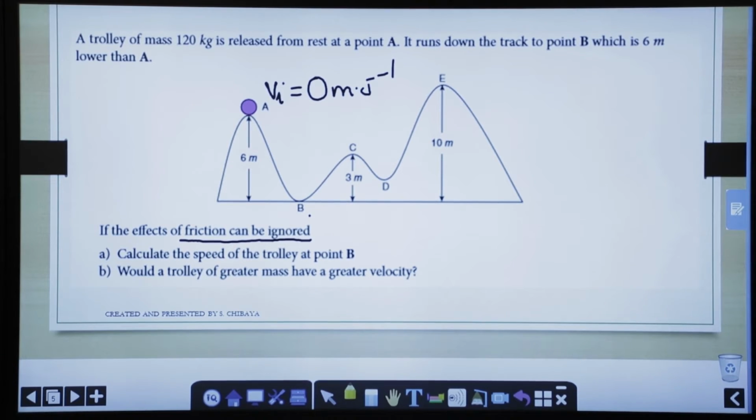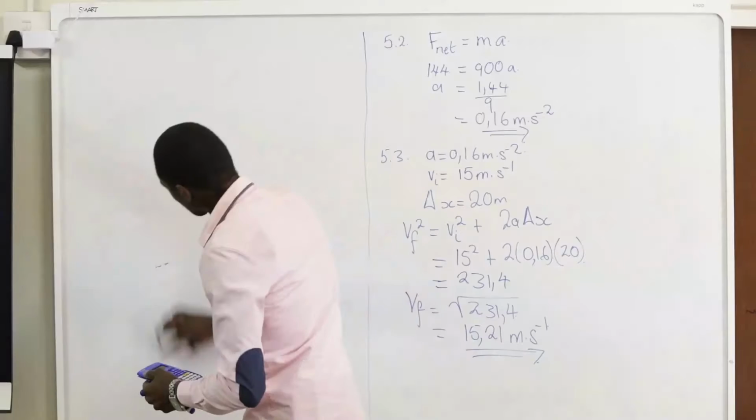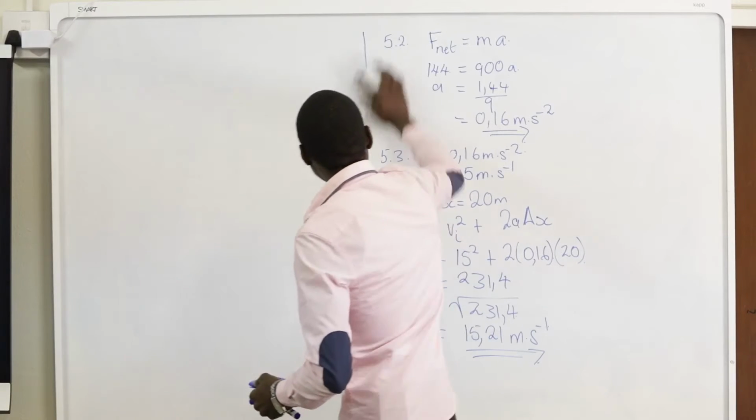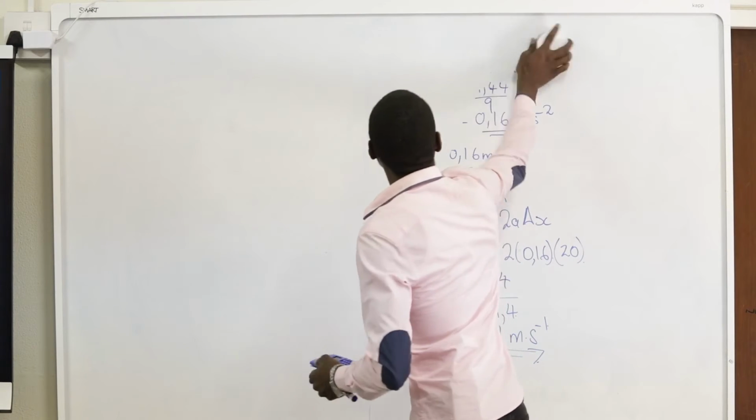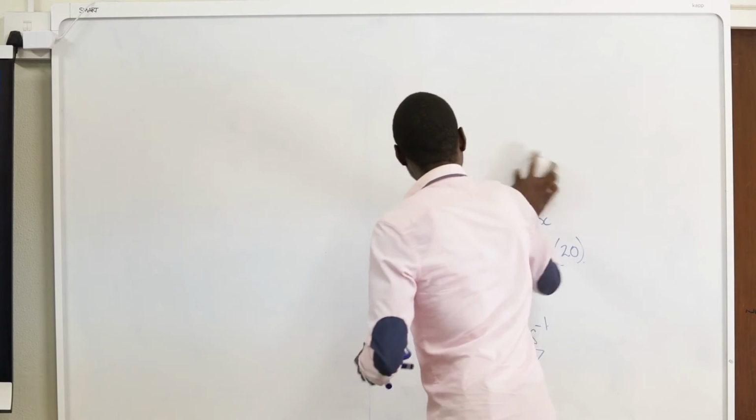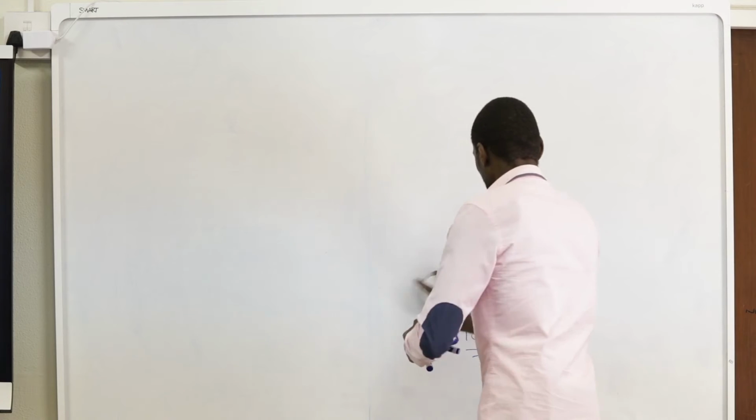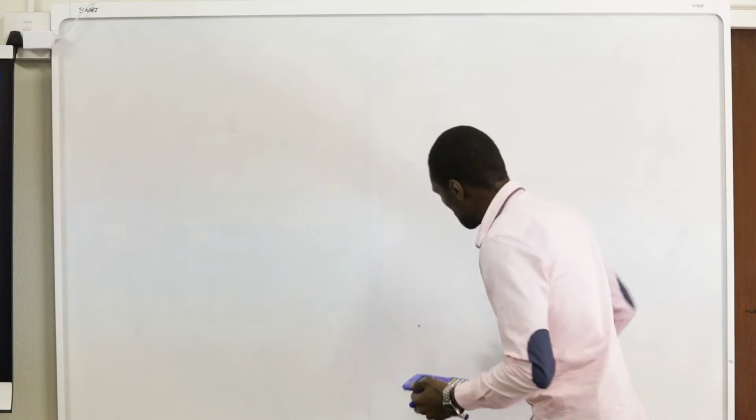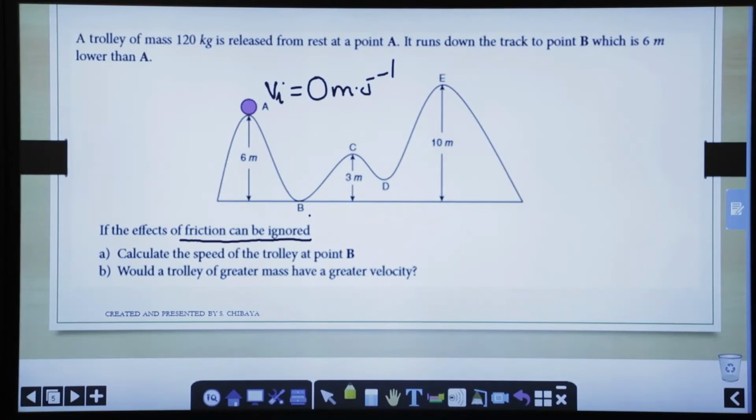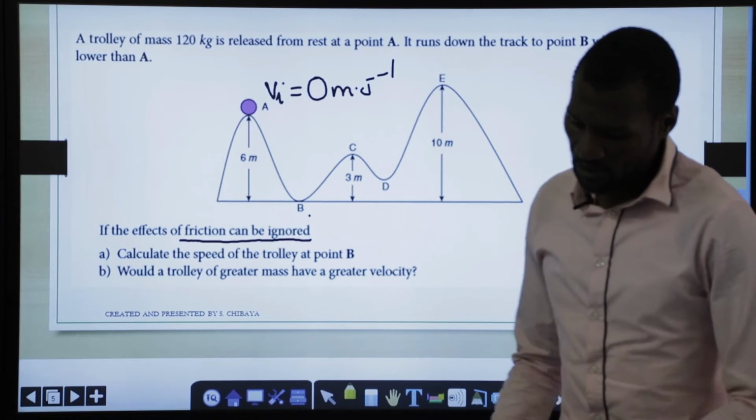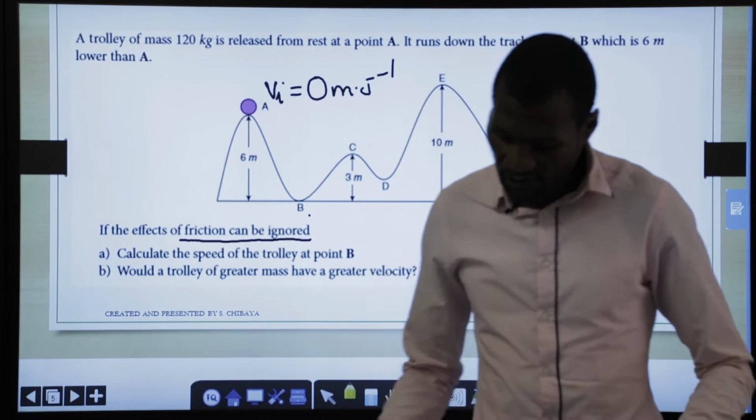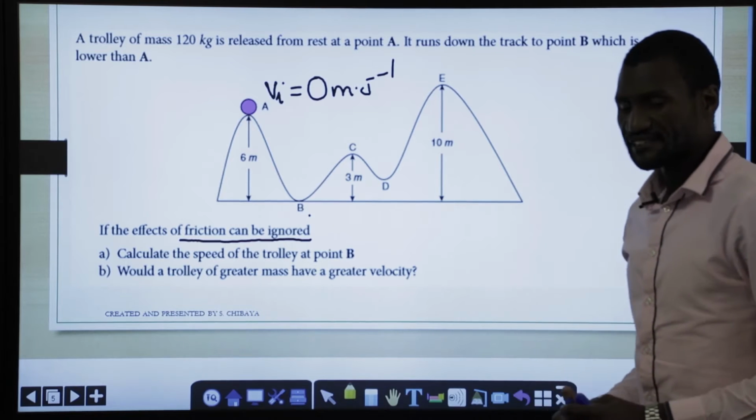Now that we are done with this question, let us erase it. You can go back to it by rewinding your video and finding out where you might have missed out, in order to understand clearly what this question was all about. Good. Now, let's look at this one here. It says, calculate the speed of the trolley at point B. What is this question really pointing at?